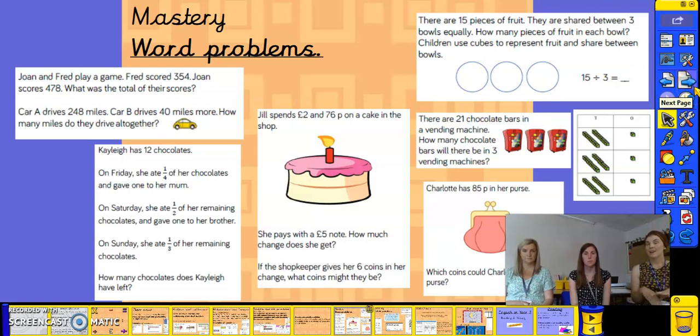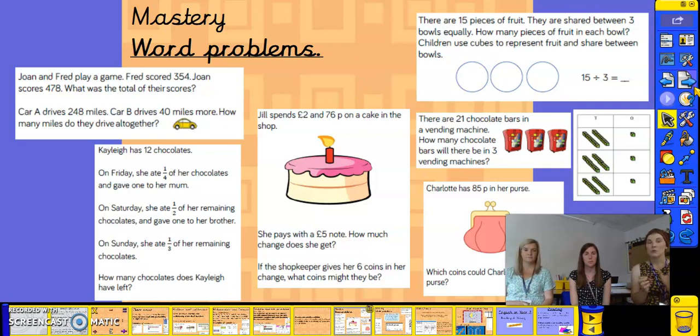So one way of supporting children to develop their mastery is to use word problems. There are many other different ways too, but here are some word problems. I won't read them through to you. You can pause the video if you like and have a little look to see what sorts of things we'll be getting the children to do.